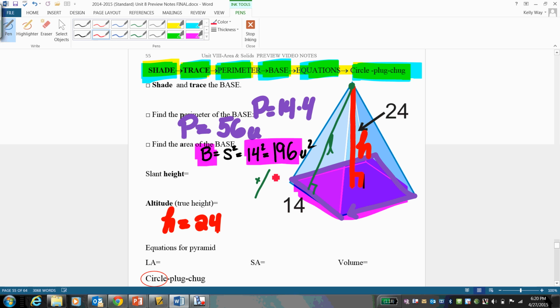Let's write down what we do have. That is 24. Watch. From center to edge, squiggle. Center to edge right here. Do you see that that is half of 14, which is 7? Now to find that, we're going to go 7 squared plus 24 squared equals unknown squared.